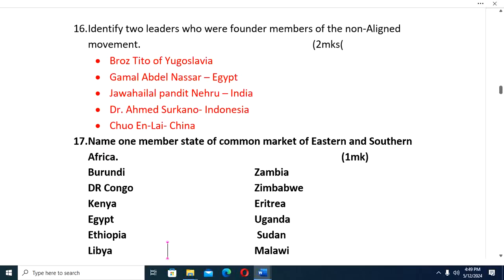This one is very common, they repeat it. You can also see it in your exam, KCSE. We have 2 leaders who were founder members of the Non-Aligned Movement: Josip Broz Tito of Yugoslavia, Gamal Abdel Nasser of Egypt, Jawaharlal Nehru of India, Dr. Ahmed Sukarno from Indonesia, then we have Chou Enlai. This one is from China.